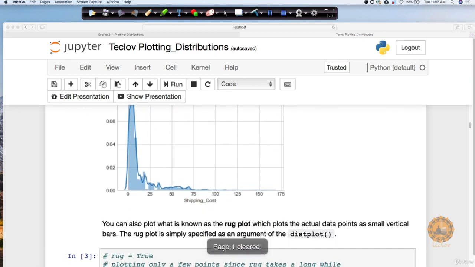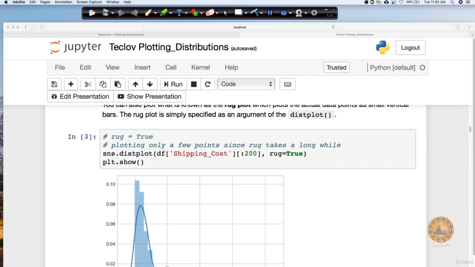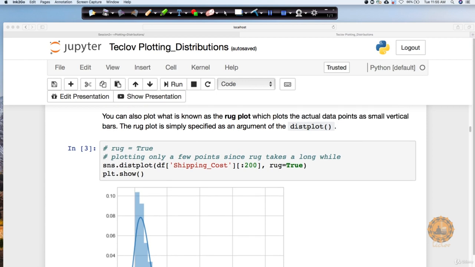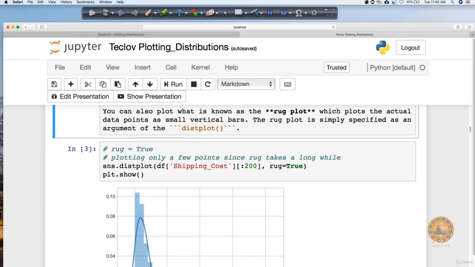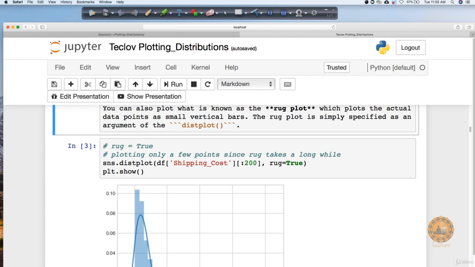Now let's go ahead and do some more analysis. There is another way of doing the same thing with the help of something called a rug plot, R-U-G. In order to perform this rug plot, it's quite simple. You can just mark rug as true in the same distplot. The rug plot also takes a good amount of time, which is the reason I have taken only a smaller subset of data. I have not taken the full data, just to save time for us.